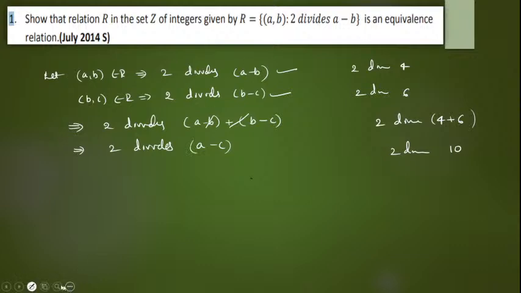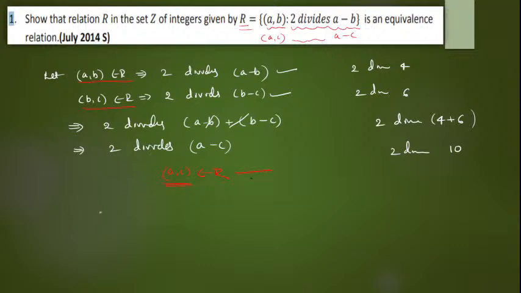So according to the statement, if 2 divides a minus b, then (a, b) belongs to your ordered pair R. So if 2 divides a minus c, then the ordered pair (a, c) also belongs to what? R. So I can write here that the ordered pair (a, c) belongs to R. From this you can conclude that if (a, b) belongs to R and (b, c) also belongs to R, then the third ordered pair (a, c) also belongs to R.